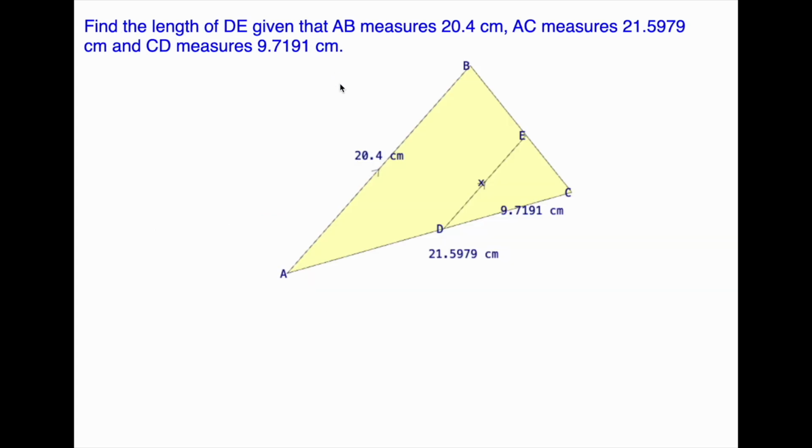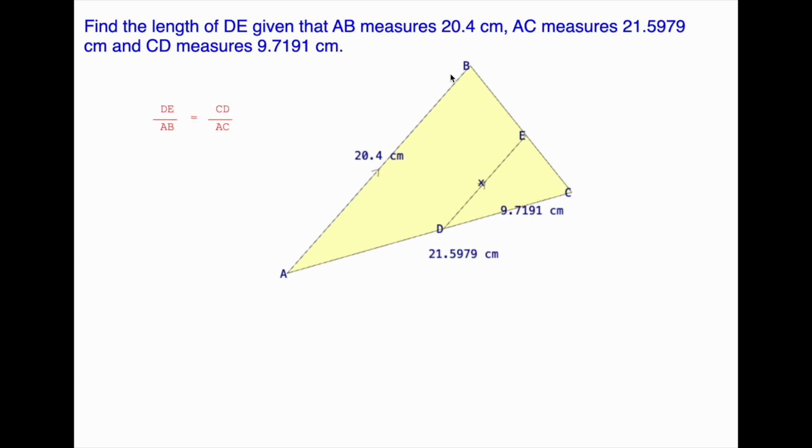Let's have a look at another one. We're being asked to find D to E, given that A to B measures 20.4 centimeters. A to C, this whole length here, is 21.5979 centimeters. C to D is 9.7191 centimeters. D to E compared to A to B, this side of the small triangle, is proportional to this corresponding side of the larger triangle.